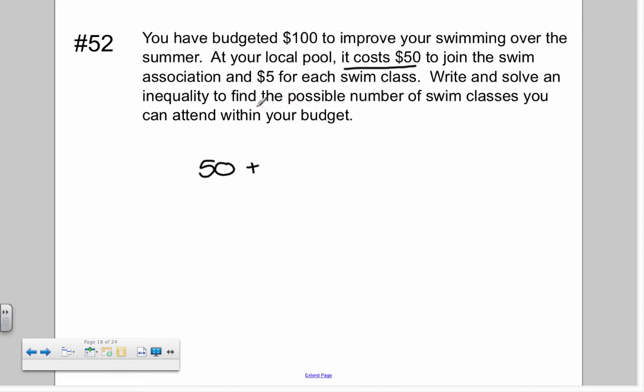What does change is there's $5 for each swim class, which means the number of swim classes is what's changing. And again, you can see down here it says the possible number of swim classes. That's how I know that my variable is going to be the possible number of swim classes. So let's make my variable C, and we're going to put that down as the number of swim classes.